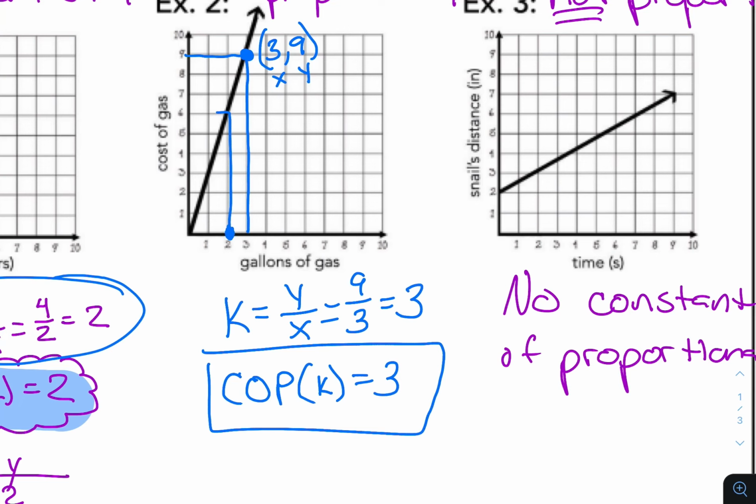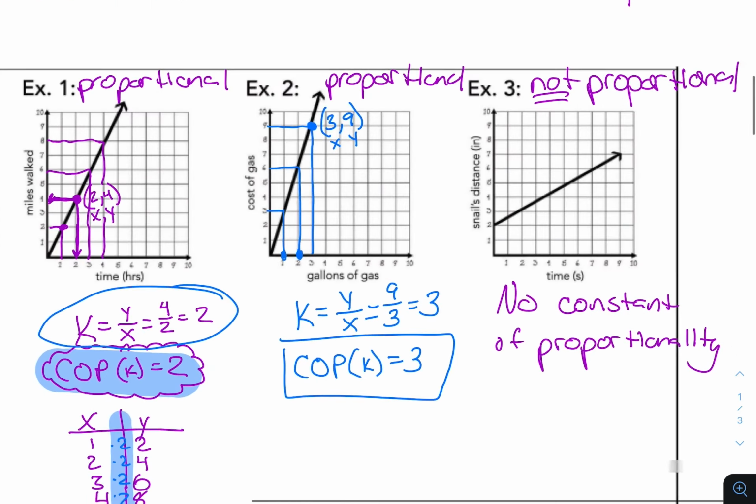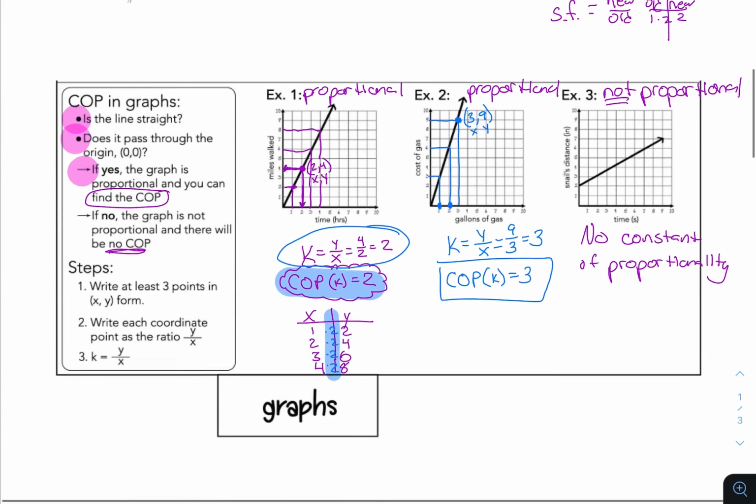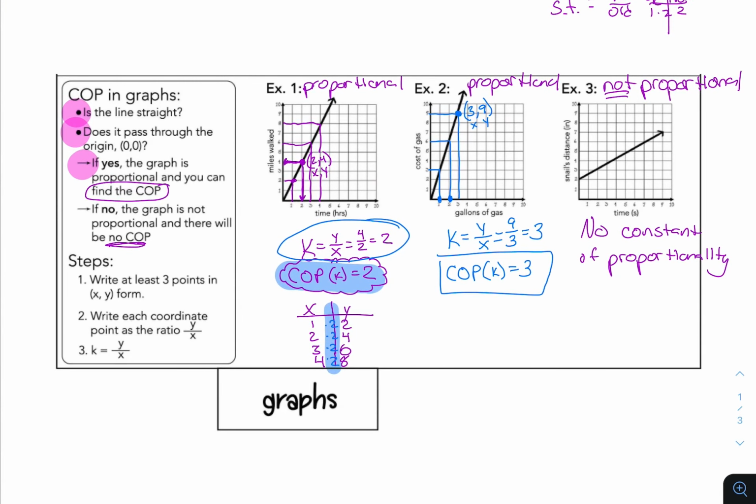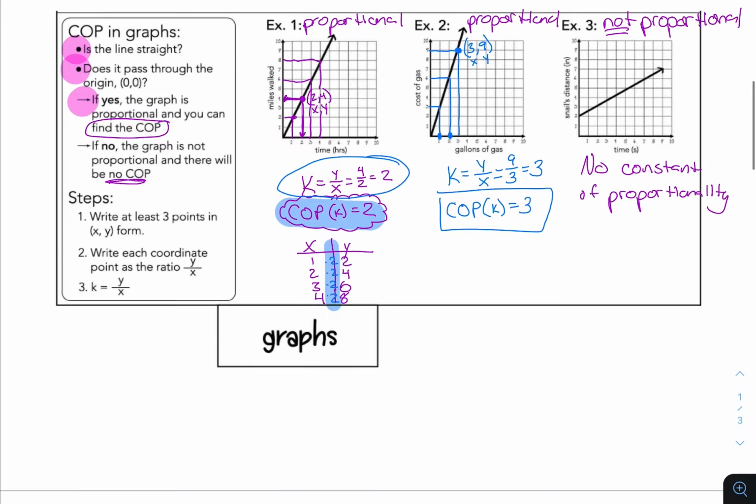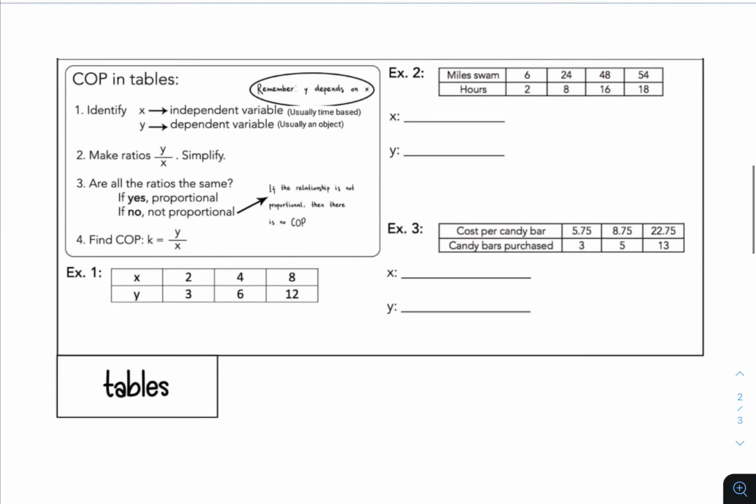Now you can check this by saying, okay, 2 times 3 is 6. Does that hit at 6? It sure does. 1 times 3 is 3. Does it hit at 3? Sure does. So that's one way you can check your work as well. So that's the constant of proportionality in graphs, which is also known as the unit rate, and is found in a very similar way to how we found the scale factor. Let's come on down to tables now.